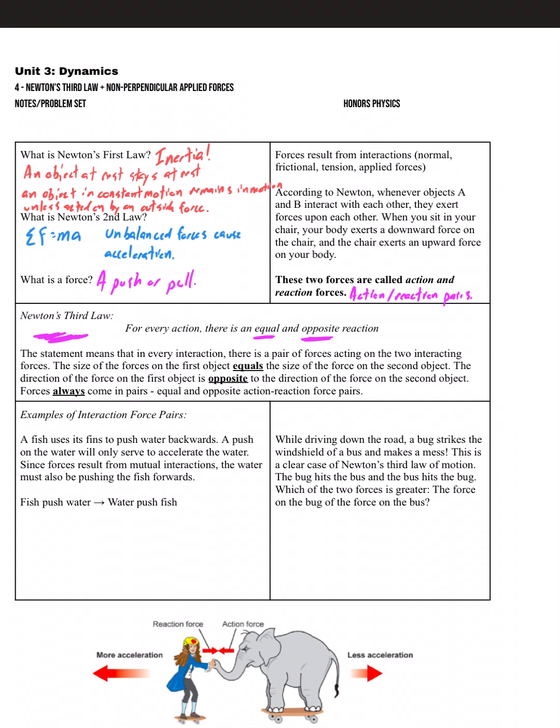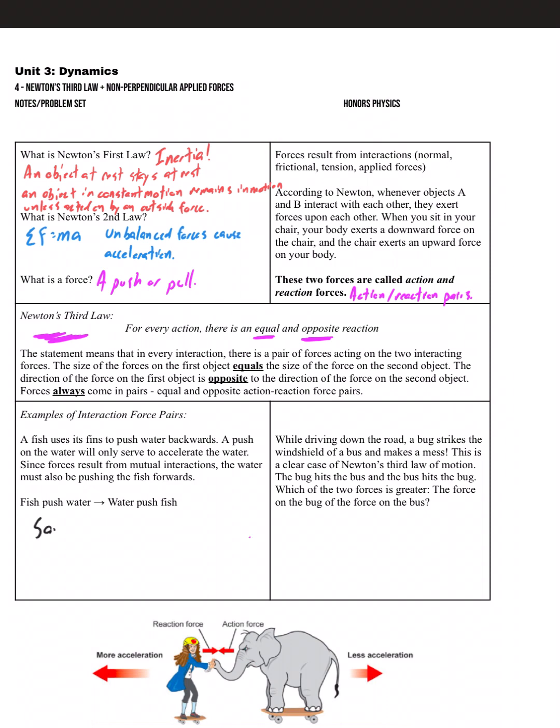So a quick example of an action-reaction pair is a fish that uses its fins to push water backwards, right? So as it swims through the water, a push on the water will only serve to accelerate the water. Well, since forces result from mutual interactions, the water must also be pushing on the fish forwards. So to think of it simply, the fish pushes water, the water pushes fish. That's the easiest way to think about how a fish can swim through the water.